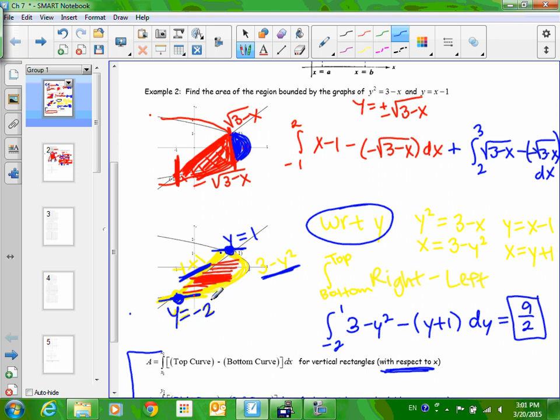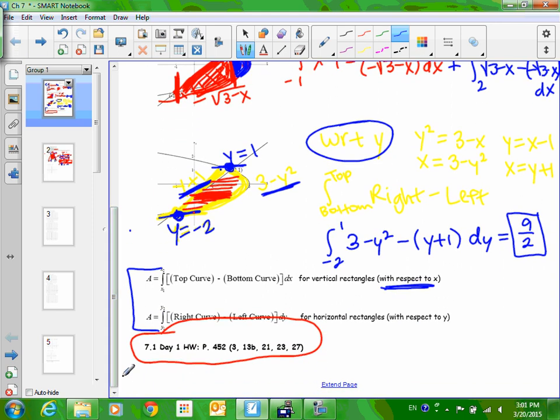It was going to make it more complicated because we were going to have to break it up into 2 pieces. Plus, if you look at these equations, there's a y squared in one of them. That's really your biggest indicator that this is a with respect to y. That was a brand new thing. We hadn't done that before, okay? Instead of top curve minus bottom curve, it was right curve minus left curve.